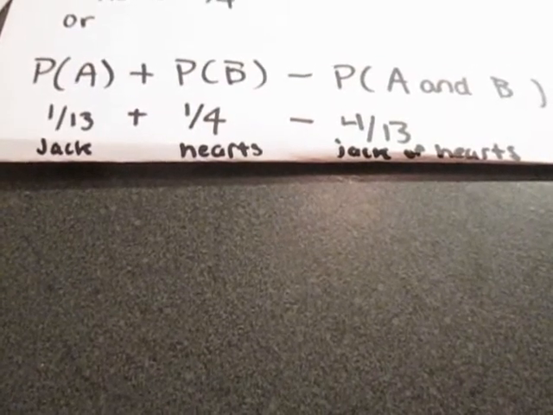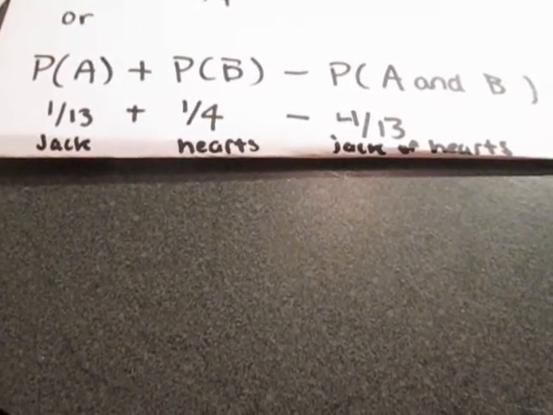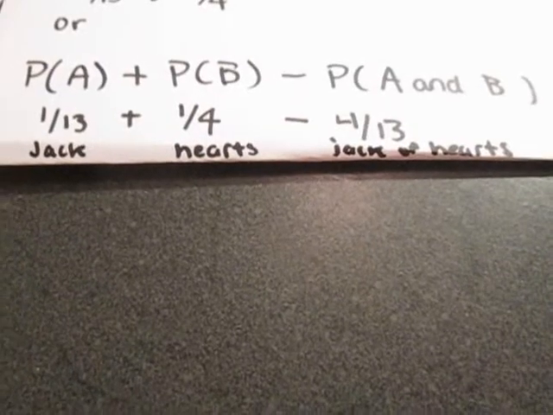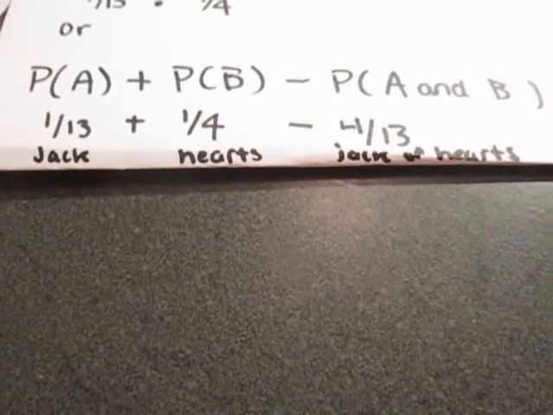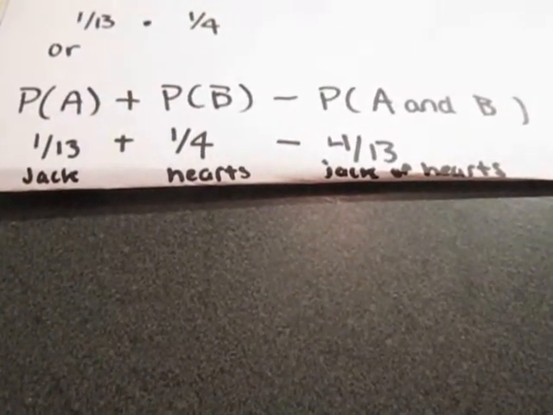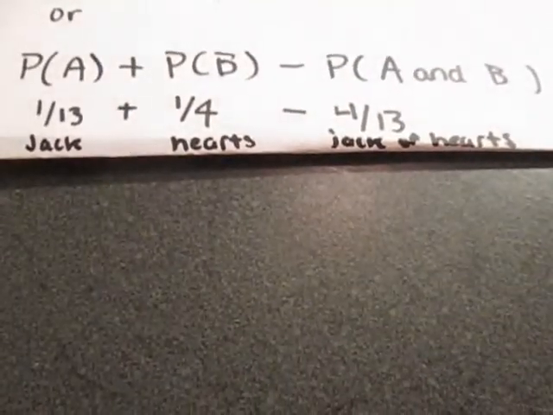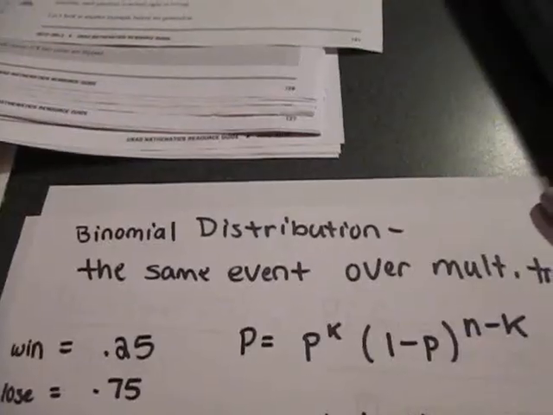On the other hand, if you're doing OR probability, it's the probability of the first event plus the probability of the second event minus the probability of them both happening. So in this case, the probability of a jack plus the probability of getting a heart minus the probability of the jack of hearts, because they both can't be counted twice in an OR probability.